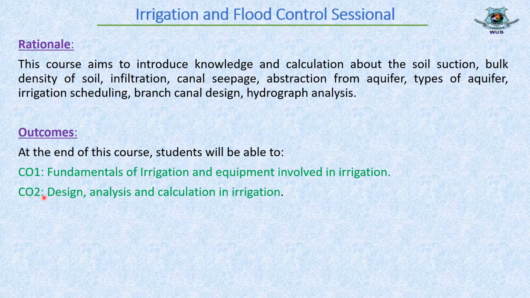Then outcome number 2, design, analysis and calculation in irrigation. That means you can design a branch canal for irrigation purpose, analyze flood or hydrograph, and also calculate the moisture content, bulk density, etc. So these two are the outcomes of this course.